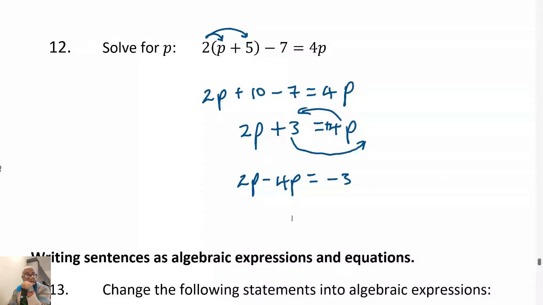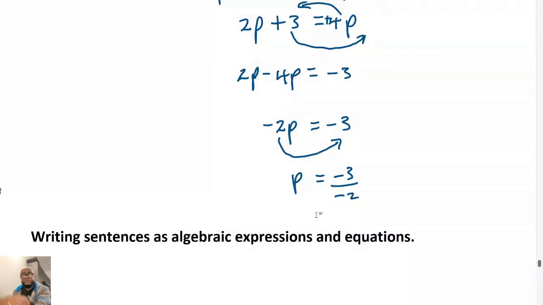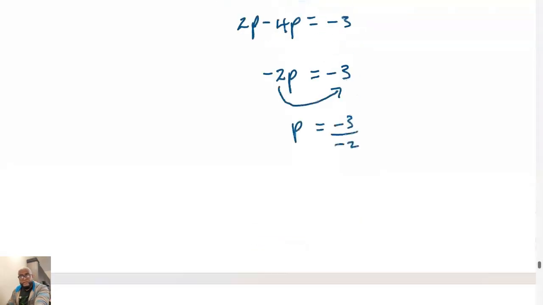Everybody good there? Right? 2p minus 4p would be negative 2p is equal to negative 3. Right? What do we carry negative 2 and do with it here? Negative 3 divided by negative 2, which can be broken down to be positive 1.5. Or you could leave it as just positive 3 over 2. Or you could put 1.5.